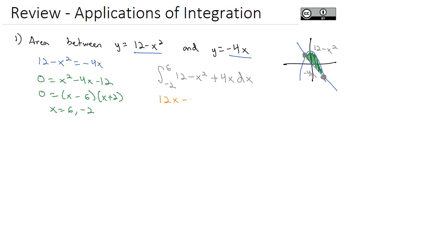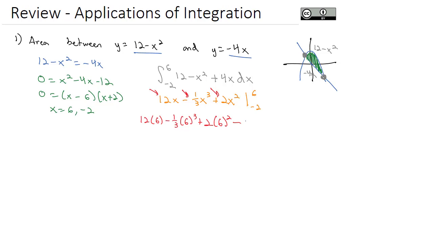Integrating, we get 12x minus x cubed times 1/3 plus x squared times 2 using our power rule. And then we're going to evaluate that from negative 2 to 6. Plugging in what we know, the top number first, we've got 12 times 6 minus 1/3 times 6 cubed plus 2 times 6 squared. Then we're going to subtract, and make sure we're careful. We have to subtract each term, so it's going to change the signs all the way through.